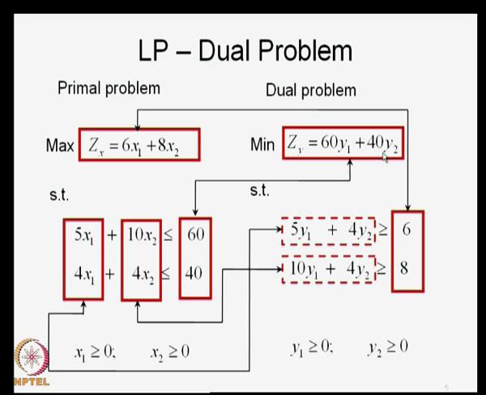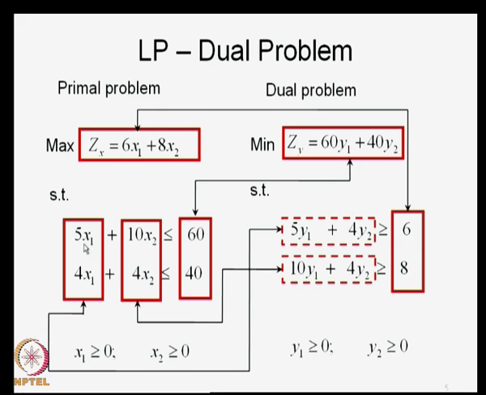So, 60 y 1 plus 40 y 2. So, this is how we write the objective function value. What was maximization becomes minimization. Then we look at each of the variables. So, I have to write the constraints of the new problem now, constraints of the dual problem. A variable in the primal problem corresponds to a constraint in the dual problem.